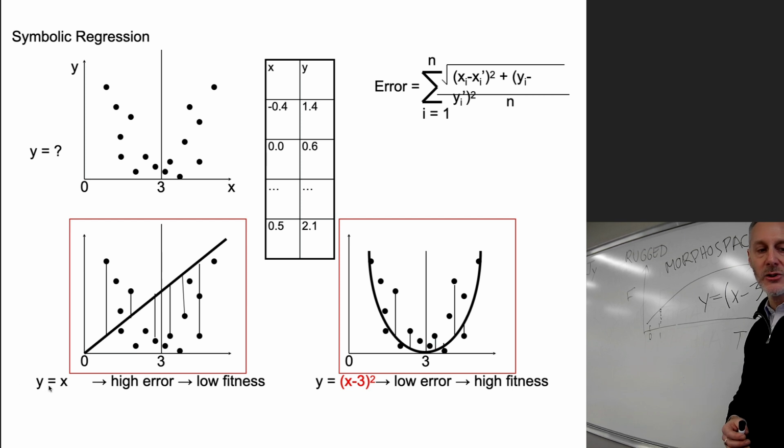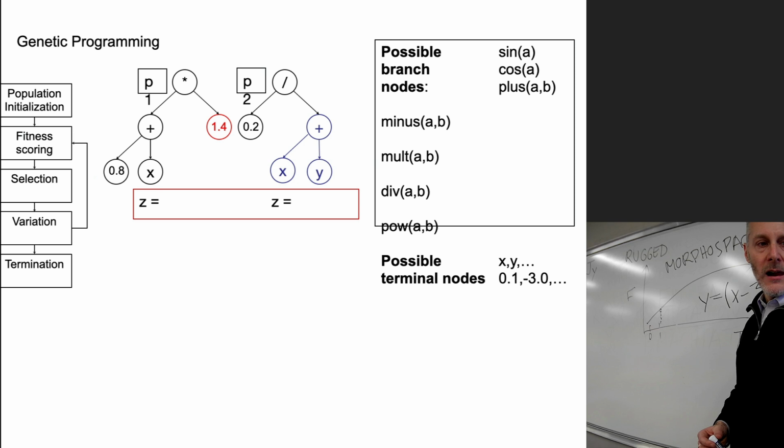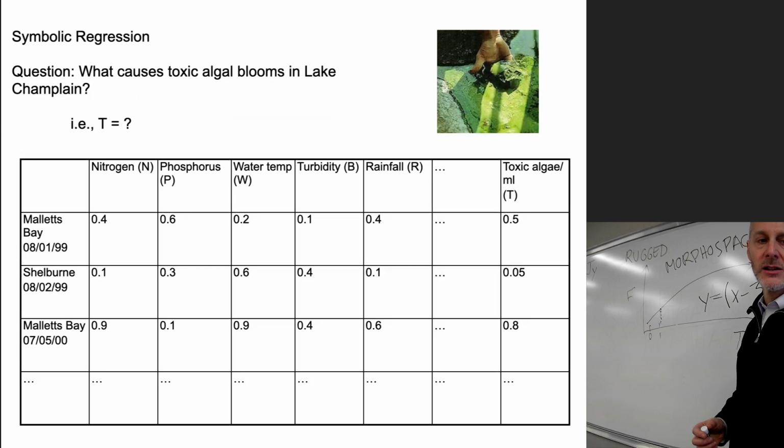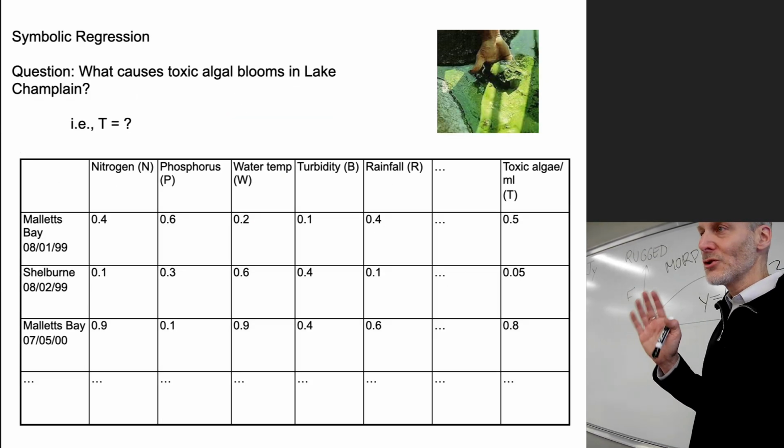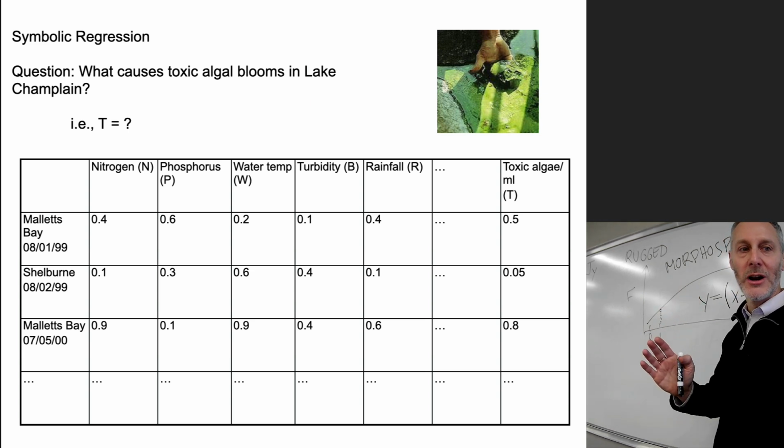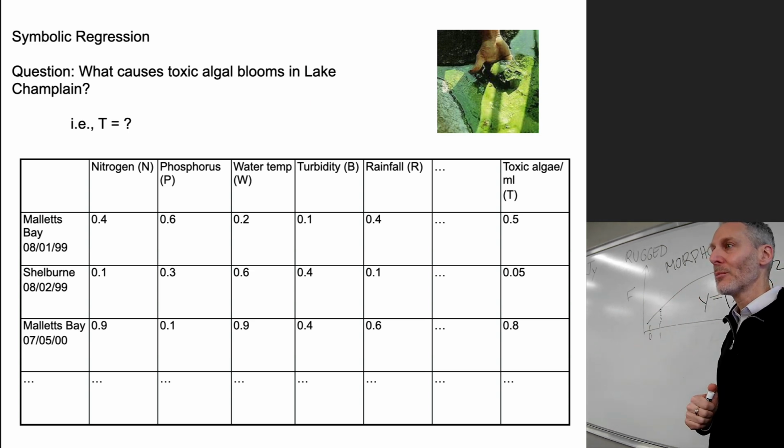We've got two candidate solutions, one with low fitness. We have a second candidate solution that has high fitness. This should start to be looking familiar to you. Let me just jump ahead for a moment. Actually, let me motivate this a little bit more. Turns out symbolic regression is a real practical problem.